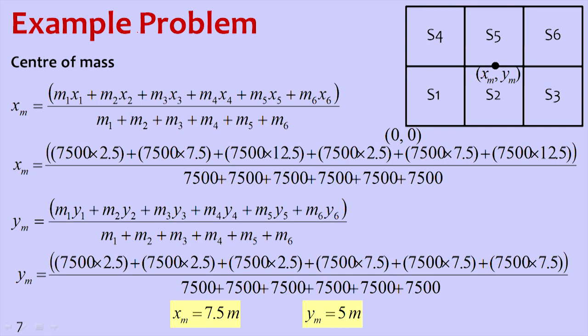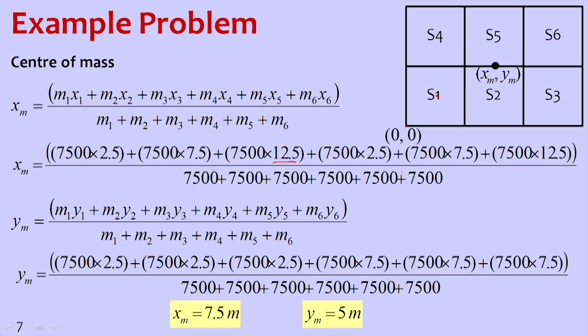So in calculating the center of mass, we have calculated the distance from the origin to the center of the slab. There we take 7500 as the mass of one slab, and x1 is 2.5, plus m2 x2, which is 7500 into 7.5, plus m3 x3, 7500 into 12.5. These are the values which we have already calculated, plus 7500 into 2.5, plus 7500 into 7.5, plus 7500 into 12.5. This is for the 6th slab.